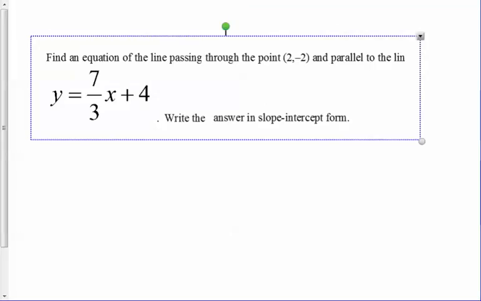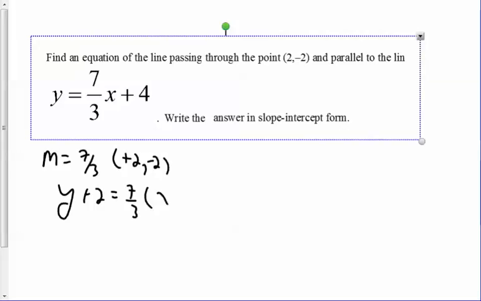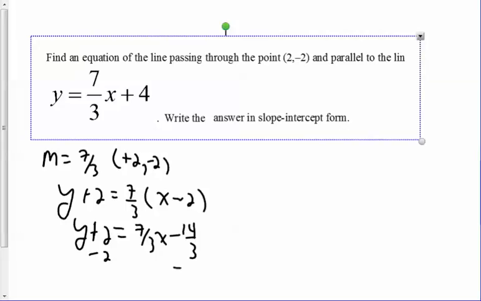And then on this one, it says find the equation of a line passing through the point 2 comma negative 2 and is parallel to the line right there. So the slope to be parallel is 7 over 3, and then you got 2 comma negative 2. So I'm going to just do y plus 2 equals 7 over 3 times x minus 2. And then you got y plus 2 equals 7/3 x minus 14 over 3. Got to subtract 2, so I'm going to subtract 6 over 3 here. So now we have y equals 7/3 x minus 20 over 3. There's my equation.